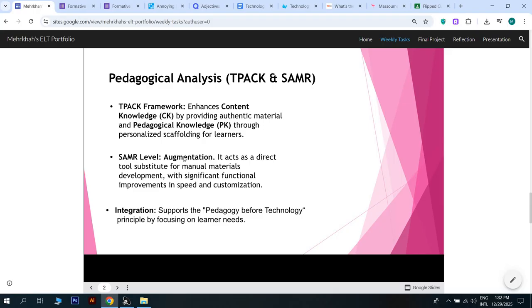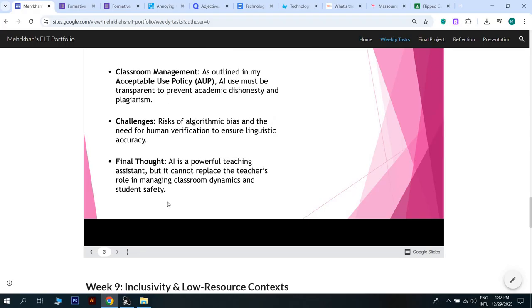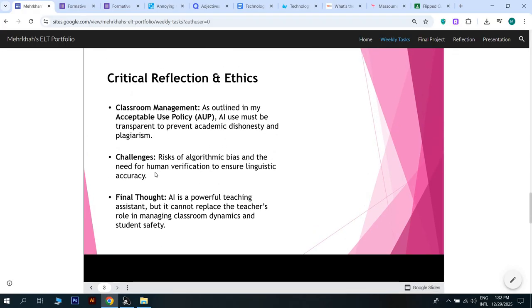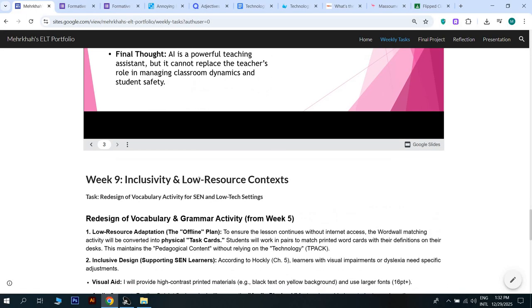For the SAMR level, I consulted AI and it said augmentation. I was not quite sure. I understand the concept of SAMR, but whether this level is augmentation or not still remains a mystery to me. And the integration is always: pedagogy comes before technology. The critical reflection was that the risk of algorithm bias and the need for human verification is always a challenge. AI is a powerful teaching assistant, but it cannot replace teachers.